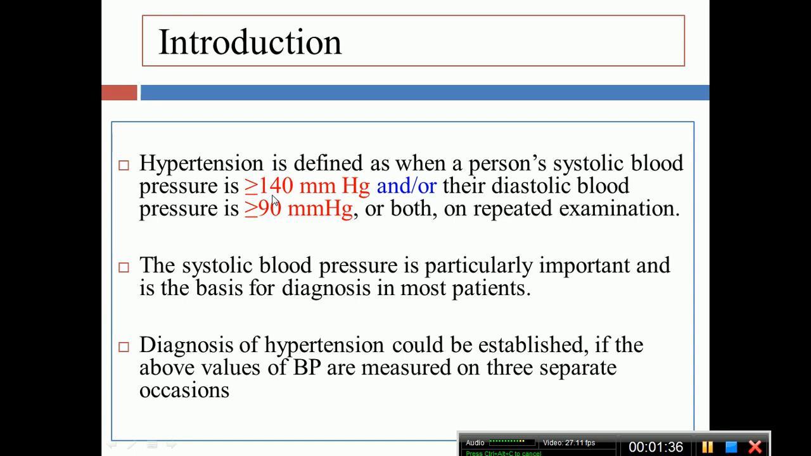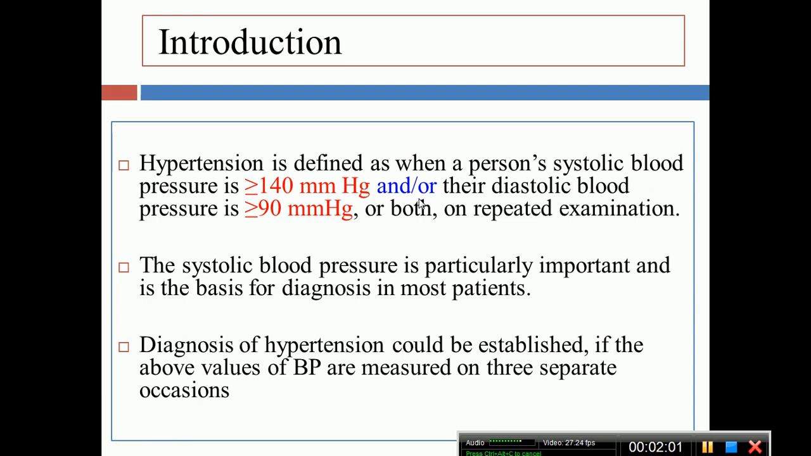Like systolic is 140, diastolic is 90, the person is hypertensive. Systolic is 140, diastolic is 80, person is hypertensive. Diastolic is 90, systolic even 110, then the person is hypertensive. So that is important. And so how can we establish the diagnosis?